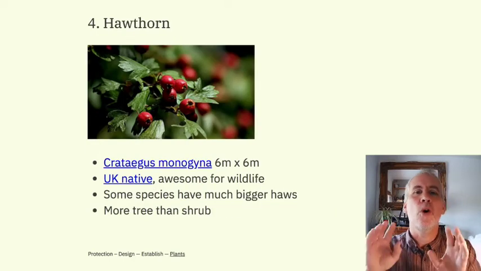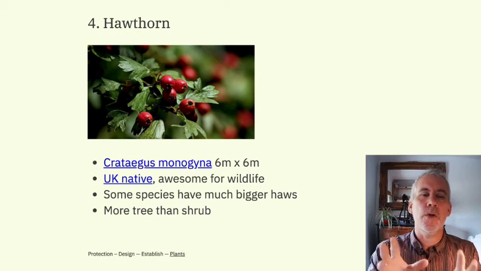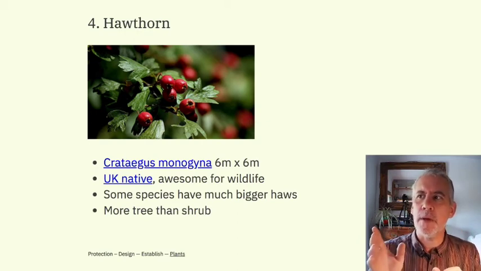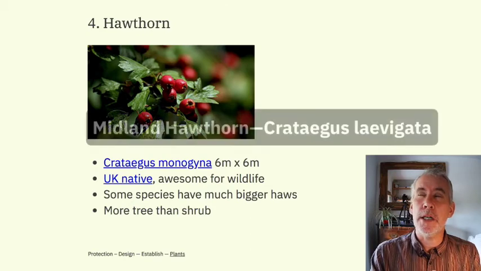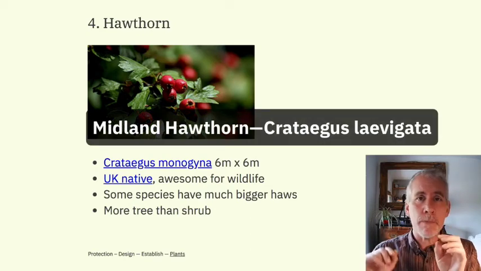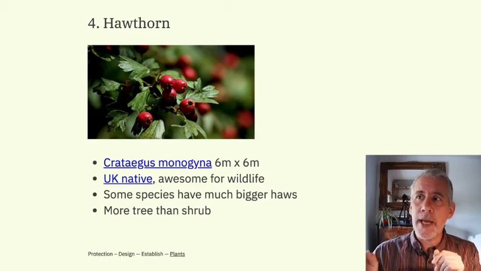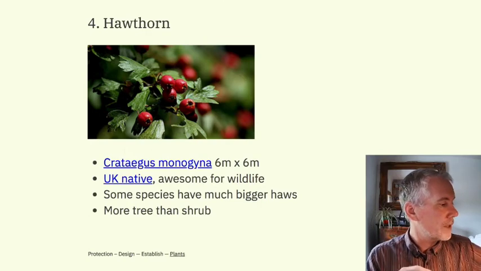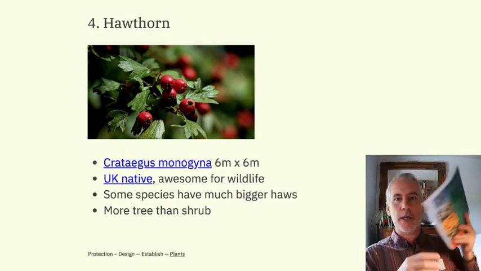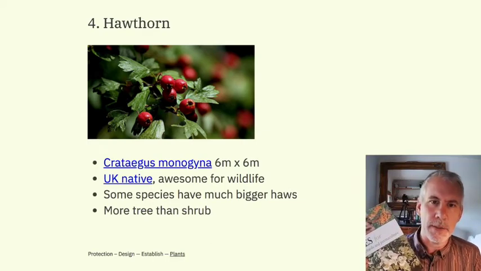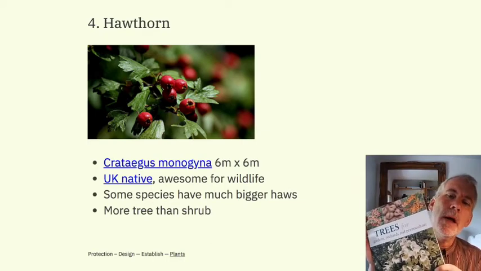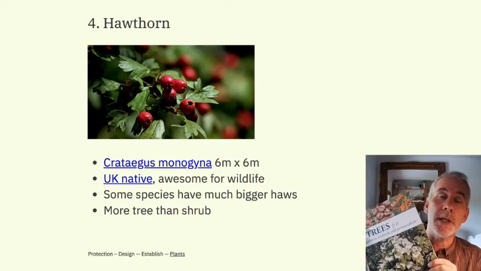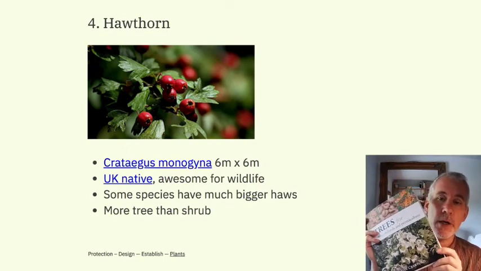And then the hawthorn. Hawthorns are brilliant. I absolutely love hawthorns. I think we've got two native hawthorns, Crataegus monogyna, and there's another one, which I can't remember off the top of my head, Midland hawthorn. Pretty big, kind of tall. But they're great. Awesome for wildlife, habitat, spiny, berries, flowers. They're just great. North American species do have bigger haws. Martin Crawford, I think it's in his trees book, has a load more information about hawthorns in here. So if you're interested in hawthorns, it's worth getting.